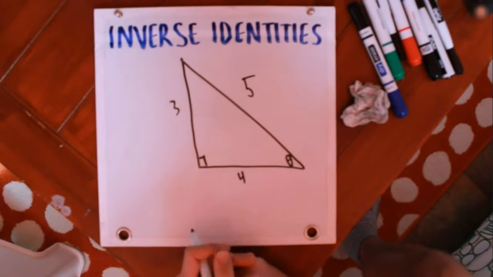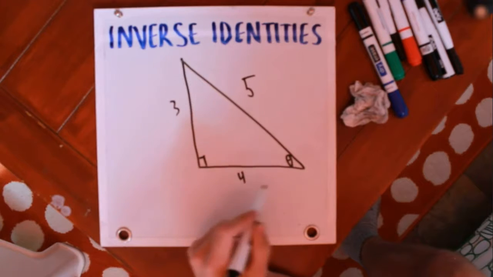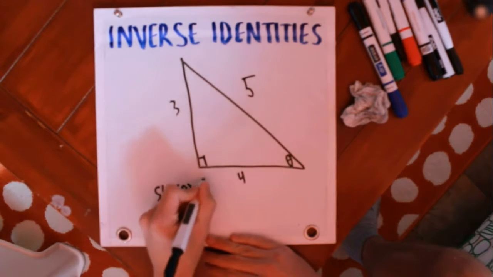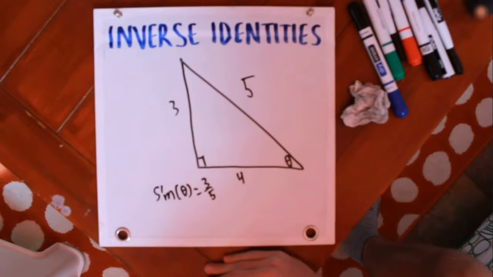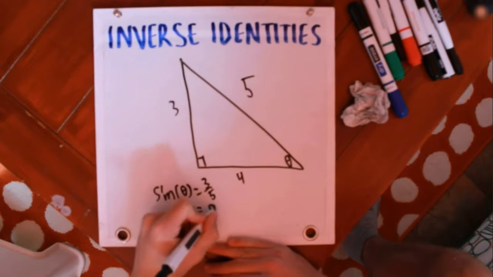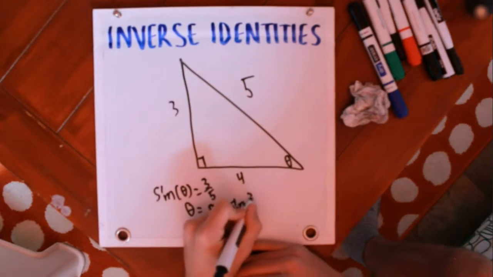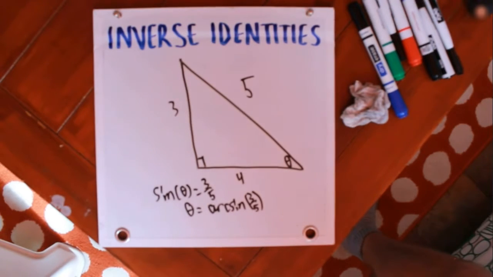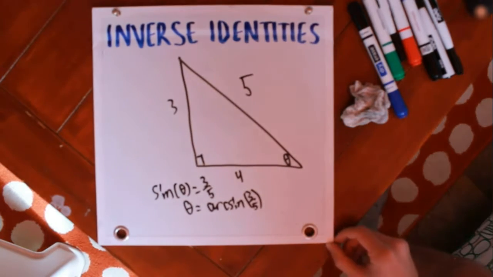Now, let's see how these ratios work. Say that we have a 3, 4, 5 right triangle with this angle marked as theta. We know that the sine of theta is 3/5 since this is the opposite side divided by the hypotenuse. Using the inverse trig ratios, we can find the angle measurement of theta. Sine of theta is equal to 3/5, so theta would be equal to arcsine of 3/5. Remember how inverse operations undo their original ratios? Here we used arcsine to undo sine and find theta.